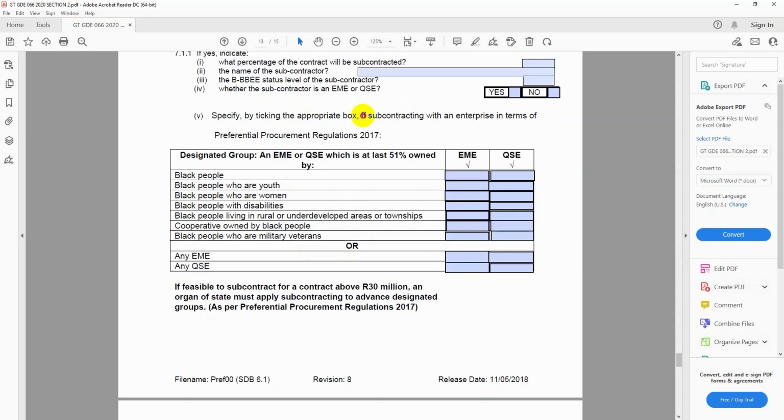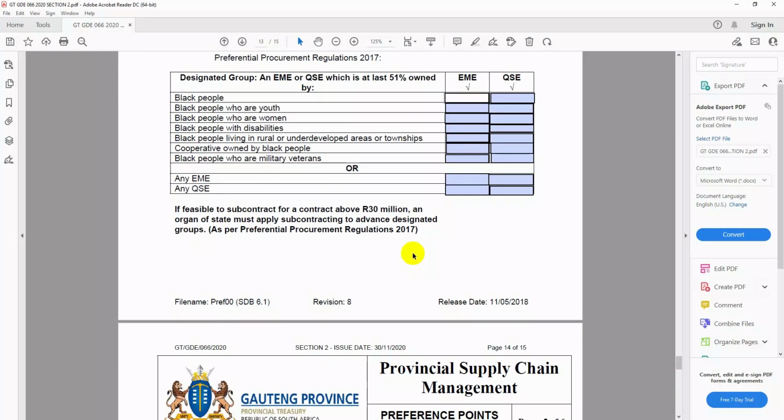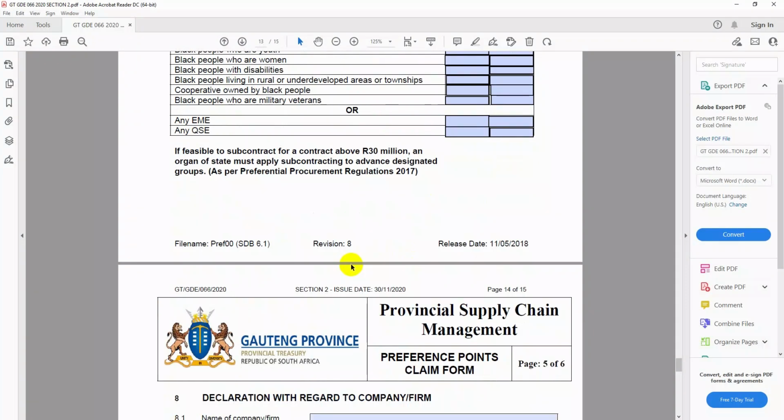If subcontracting, this is subcontracting. Are you subcontracting to any of this? You can just read this through. If you are subcontracting to black people that are EME, you choose. If it's black people with disability, you choose them. And then are they EME or are they QSE? Or if it's any other except this one, you'll just select it.